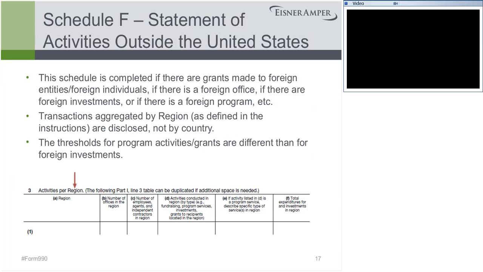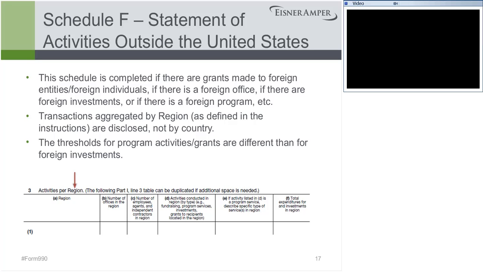completely and accurately. So, for example, if you are a nonprofit that runs a program in a foreign country, you're going to list the region. You're going to list how many offices you maintain in that region, number of employees. You're going to describe the activity, probably some sort of program-related service. And then you're going to talk about total expenditures in that region.